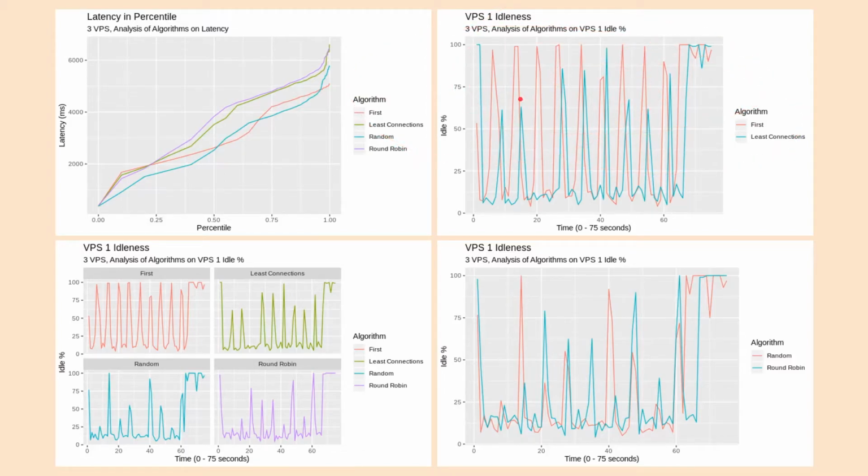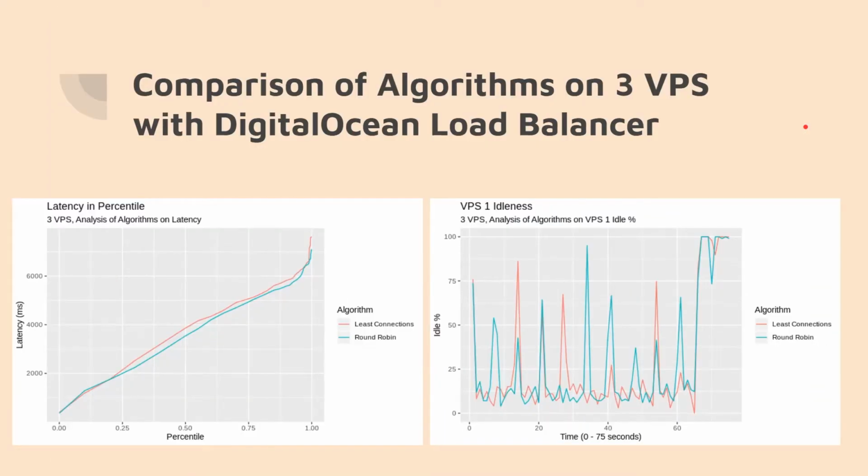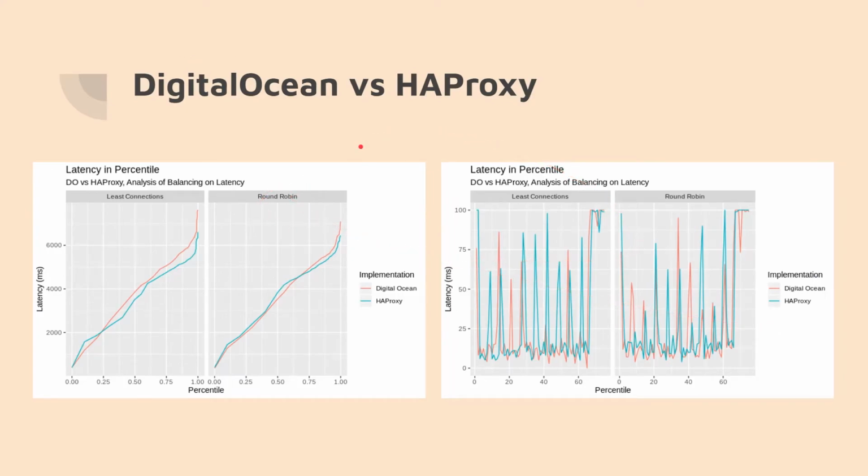I also did comparisons with DigitalOcean's inbuilt load balancer. They offer a commercial load balancer, and when I ran my experiment with them, I discovered that round robin for them worked better than their least connections, and when looking at the idleness of my machines, round robin also performed better. So I decided to then compare DigitalOcean and HA proxy, and surprisingly, when it comes to least connections, my implementation of HA proxy does better, even on the 99th percentile.